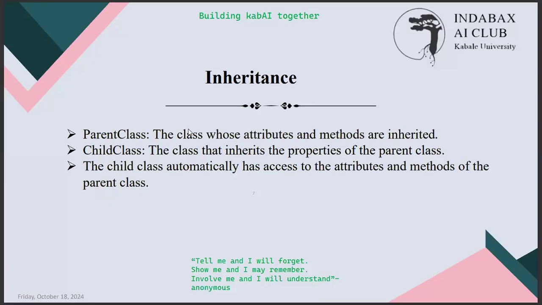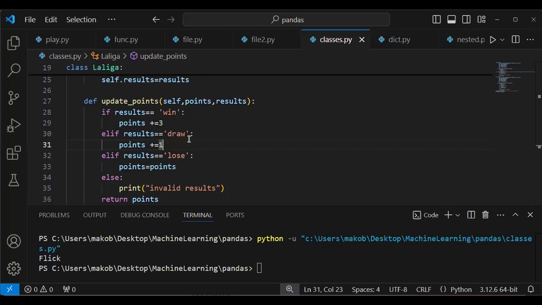Okay, so the parent class is the class whose attributes and methods are inherited. And then the child class is the class that inherits the properties of the parent class. The child class automatically has access to the attributes and methods of the parent class. We haven't done any inheritance yet. We're just doing the traditional way. So you've seen there, it is working.